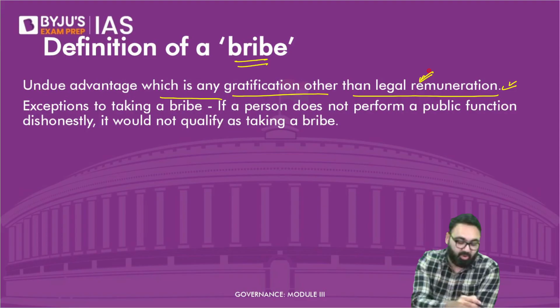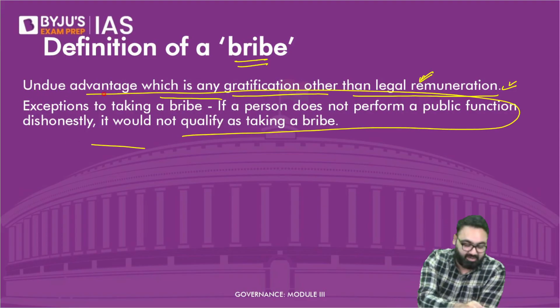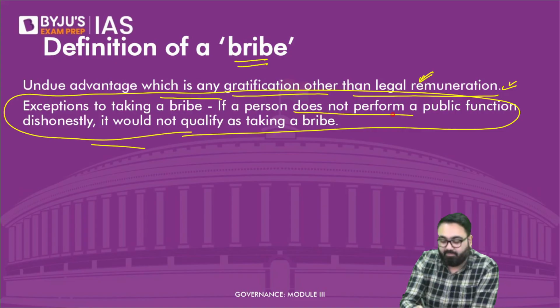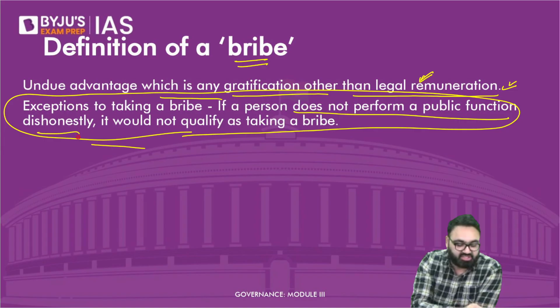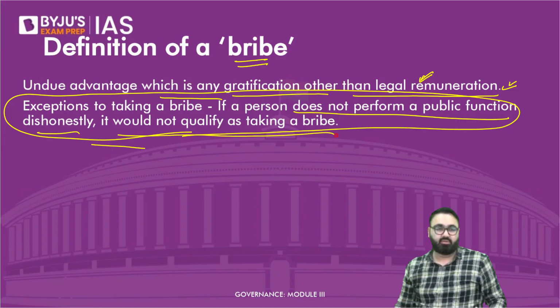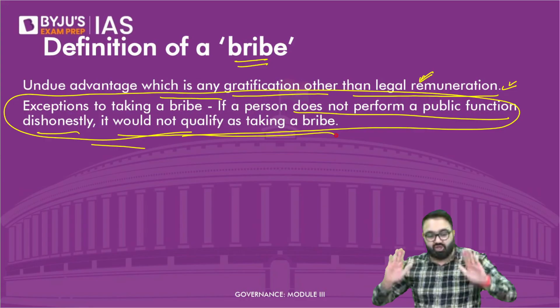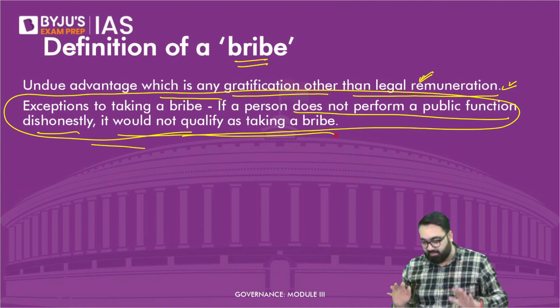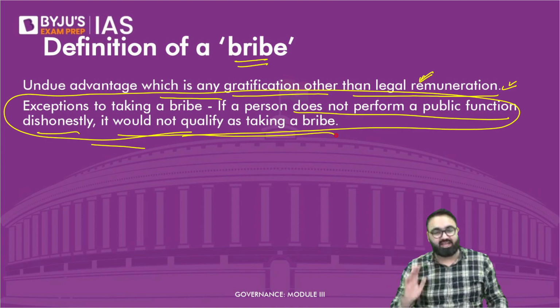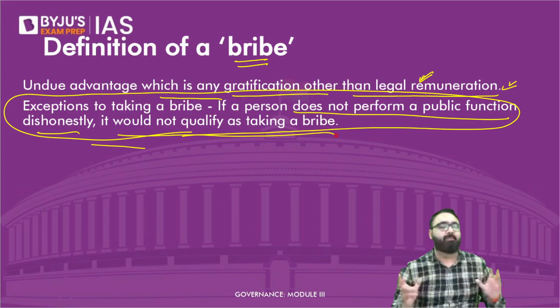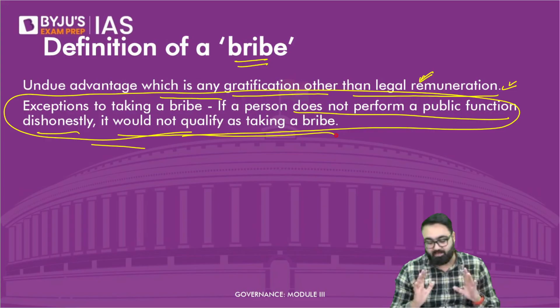Now look at this point very carefully, because this is extremely important. It says if a person does not perform a public function dishonestly, it would not qualify as taking a bribe. Now, what do you mean by that? Let's take an example, and please listen to this very carefully. I would suggest not to type anything for 2-3 minutes. Just listen to what I'm trying to tell you.